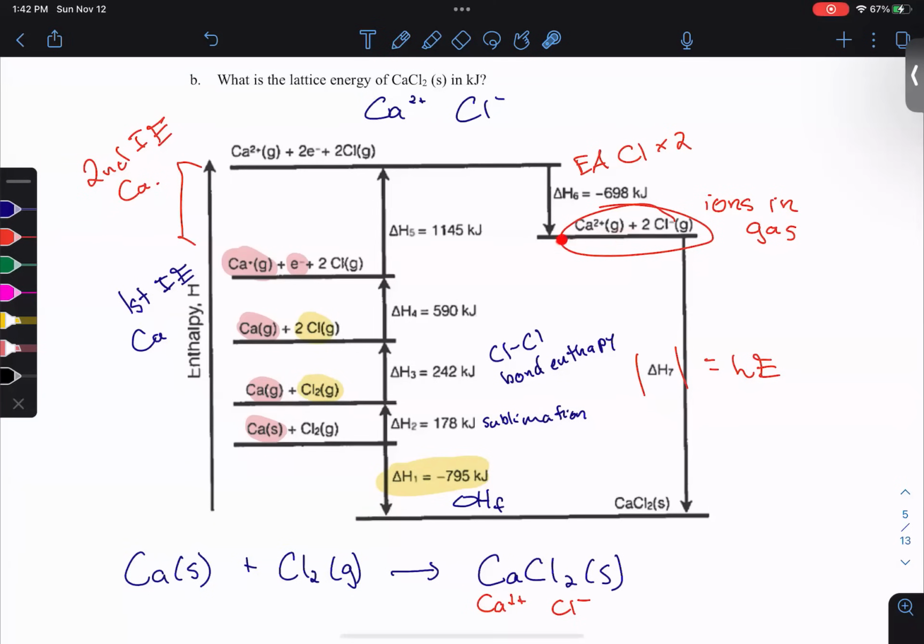So we have our ions in the gas phase, and you go down. You see we needed two different ionization energies to get to calcium because calcium's a 2+ cation. But if we were just doing a +1, -1 ionic compound, then we would only have to do one ionization energy. We don't only have to do one electron affinity to get to ions in the gas phase. All right, so those are all the steps.